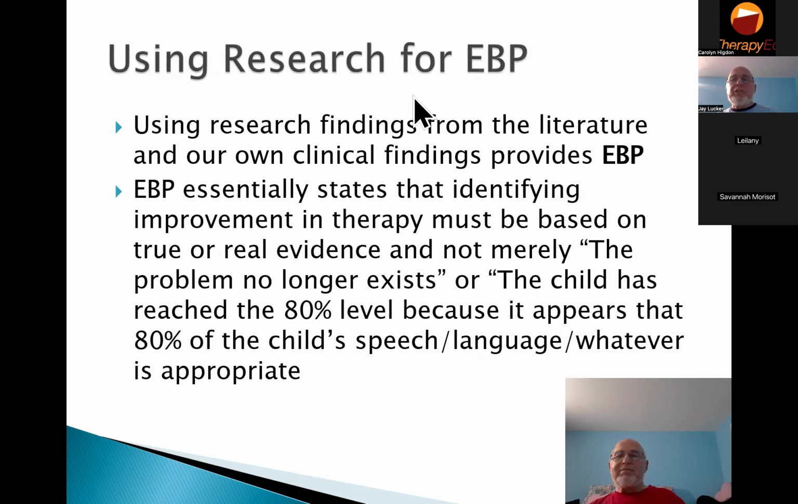Using research for evidence-based practice, I think it's kind of straightforward from what I've been describing here, right? The problem no longer exists. The child has reached the 80% level or whatever it is. And we can use our research. When we do therapy, think of it as research. Keep good records. So using research findings from the literature and our clinical findings provides evidence-based practice.